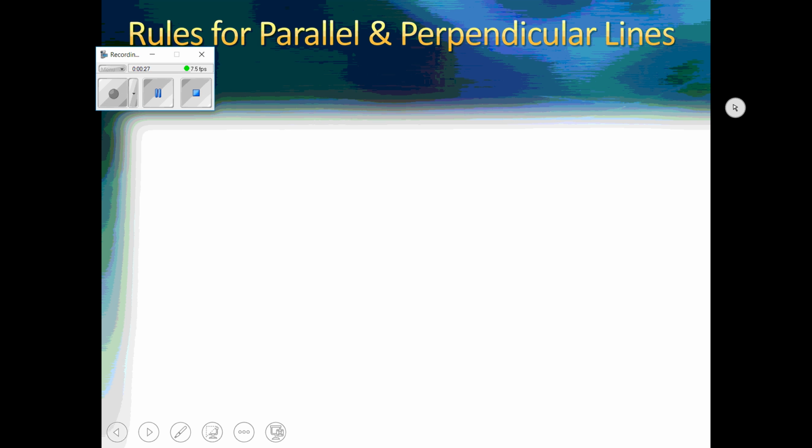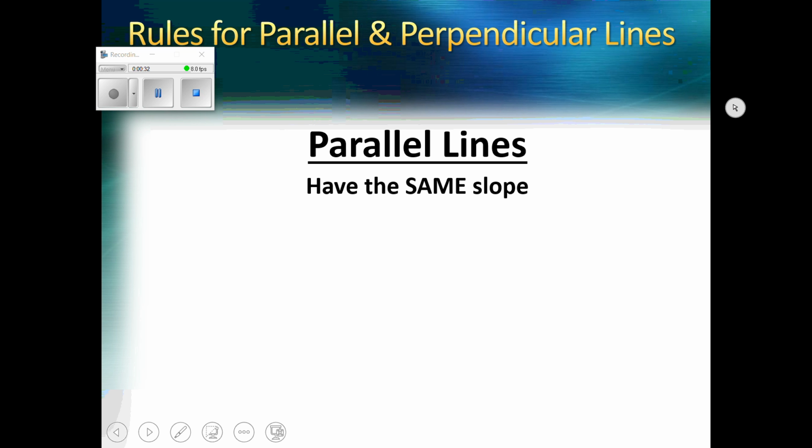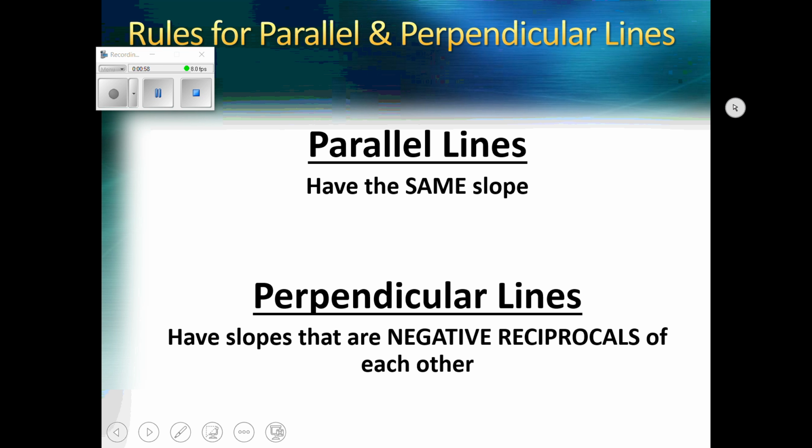Here we go. Let's talk about our rules for parallel and perpendicular lines. First of all, we know that parallel lines have the same slope. So if I give you the equation of one line and ask you to write an equation of another line, you know that that other line is going to have the same slope as the first line. Okay? They are rising and running together. And our rules for perpendicular lines: they have slopes that are negative reciprocals of each other.